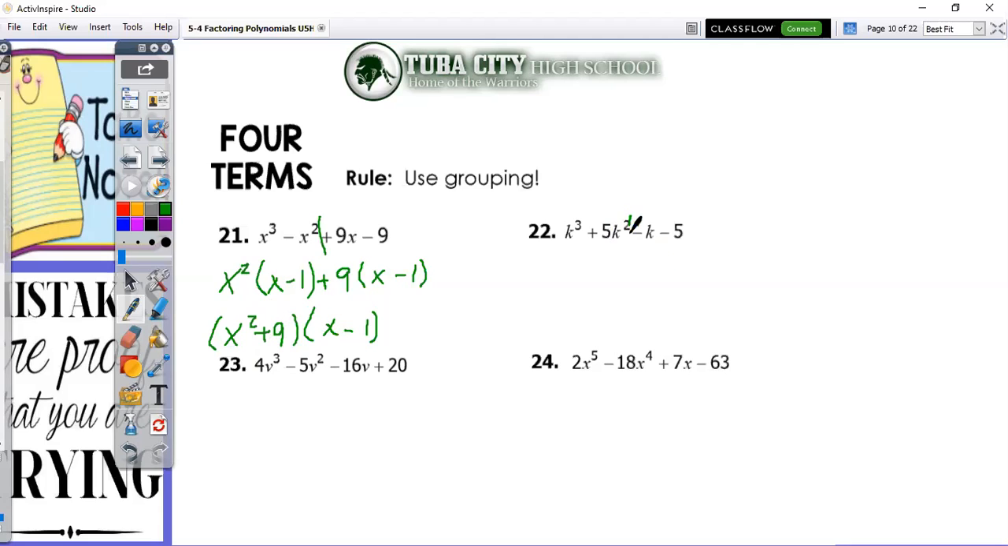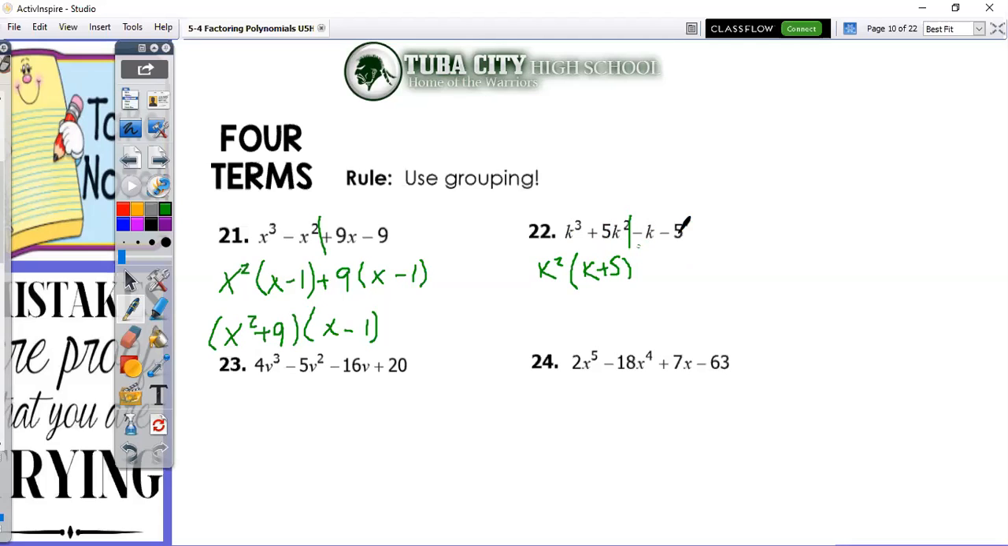So let's go ahead and do this one. Break the first 2 and the second 2 into groups. The first 2 terms and the second 2 terms. In this case, they both have a k, so I'm going to take away k from both of them. Let's see what we have left. K, and we took 2, take 2 from here. And there you go, k plus 5.